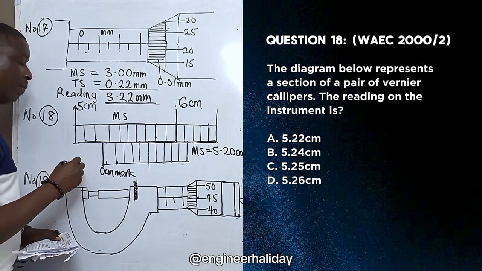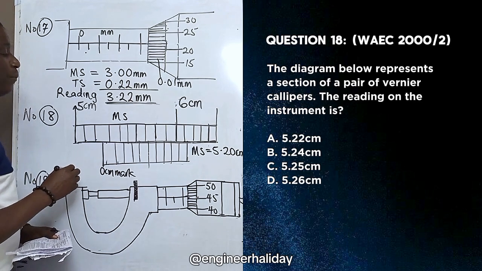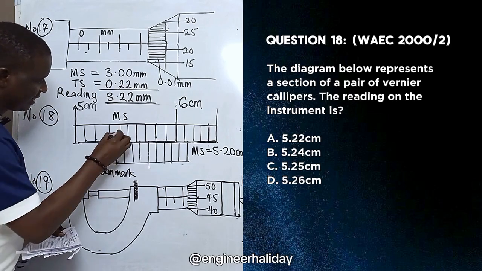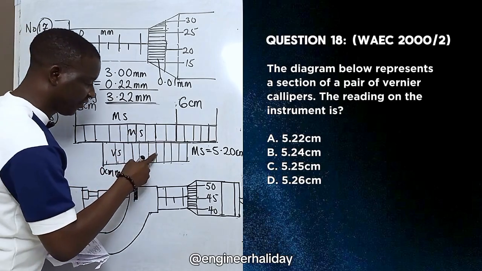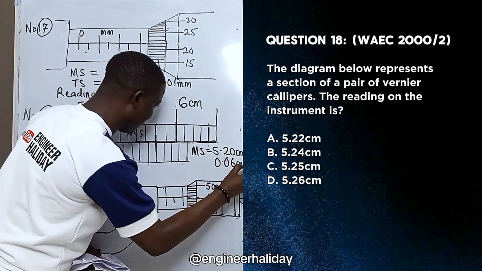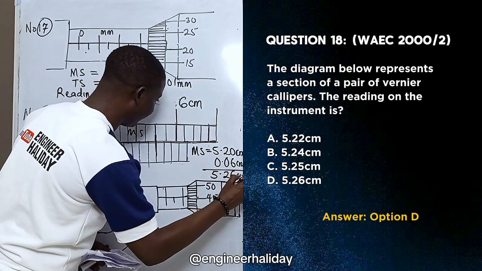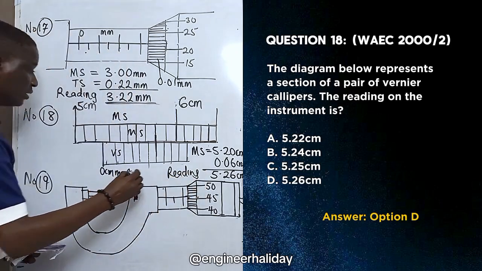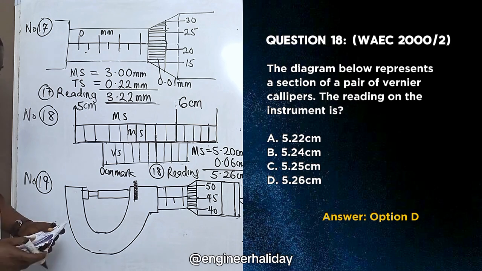Now, what is the vernier scale reading? We look at the point where the vernier and the main scale intersect. This is the MS, this is the VS. We count 1, 2, 3, 4, 5, 6. It meets at number 6, so that is 0.06 cm. So the total reading will be 5.26 centimeter. That is the reading for number 18, and that was number 17. Now we go to the last one.